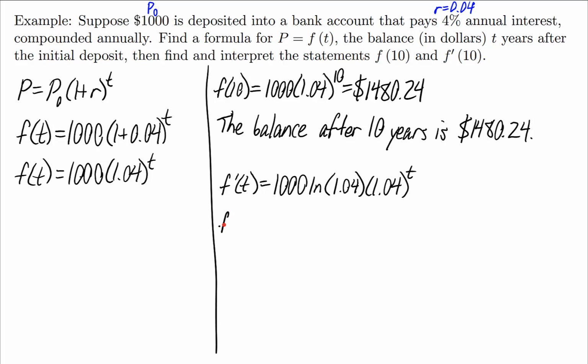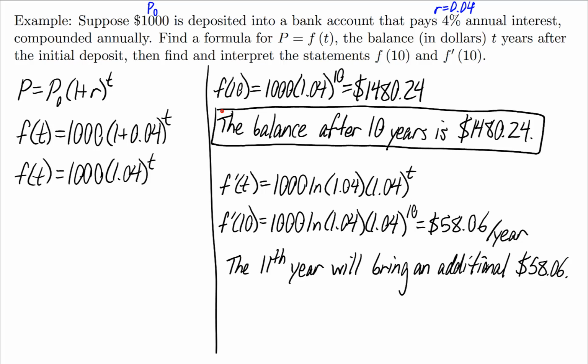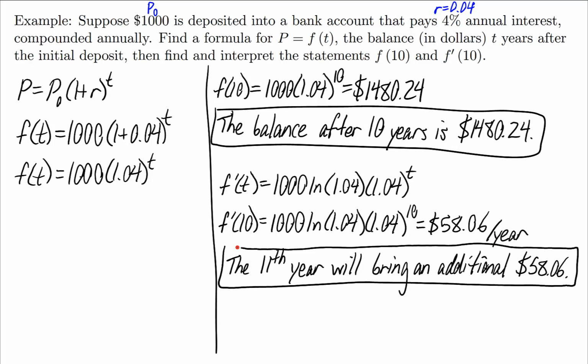Then we'll plug 10 into this, and we have the following. This gives me $58.06, and that's actually in dollars per year. So the interpretation of this would be the same as we usually do for derivatives. It's the concept of next, or in other words, the 11th year. The 11th year will bring an additional $58.06.